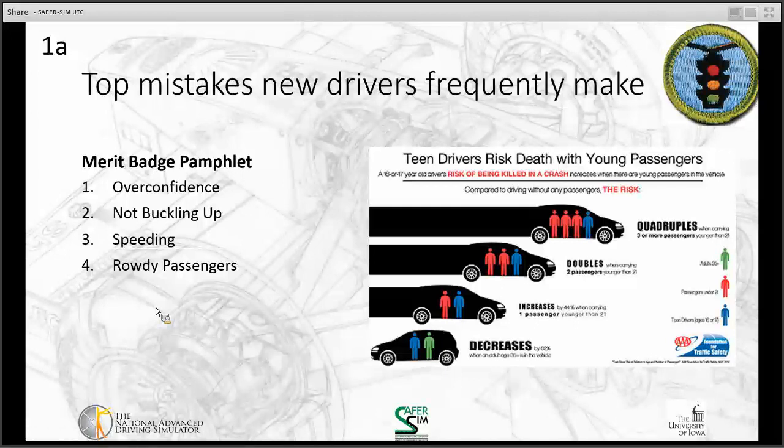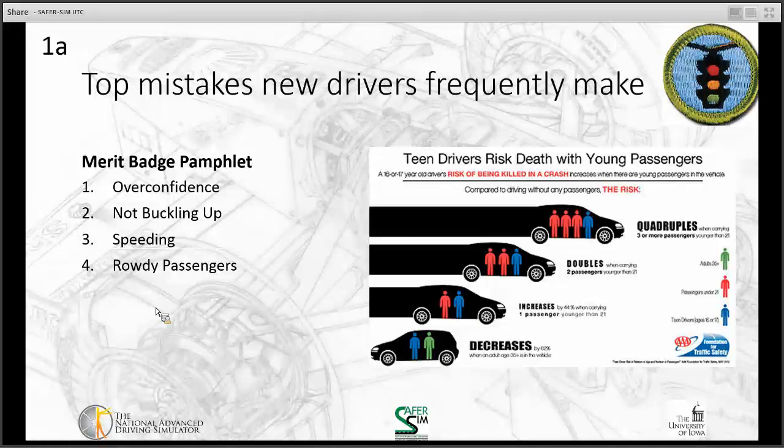That is a big challenge. And so when we look at the risk of death with youth passengers, when we see 2 passengers in the vehicle, there's twice the likelihood that those individuals are going to be involved in a fatal crash. If there's 3 passengers, it's 4 times as likely. If you're in the car with your parent, you're much less likely to be involved in a fatal crash. So 62% less likely if you're driving with a parent.